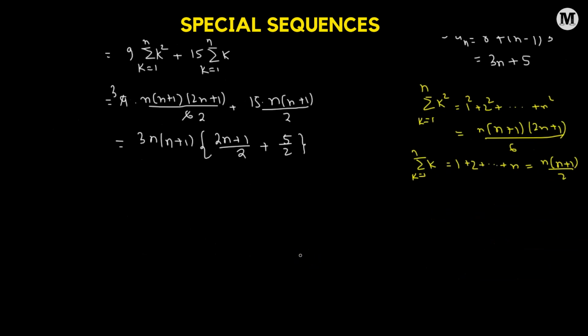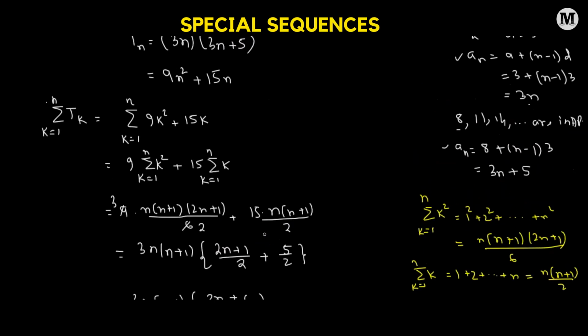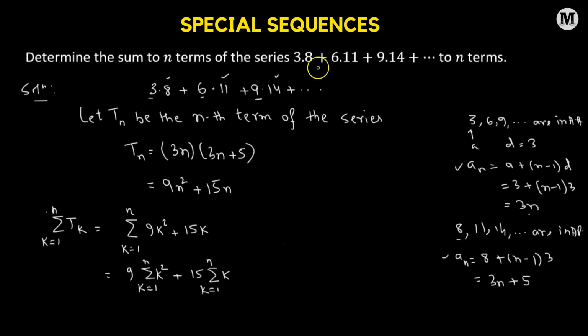So let's further simplify. Now we have 3n multiplied by n plus 1. Then here we have 2n plus 6 divided by 2. Or we can say 3n multiplied by n plus 1 multiplied by n plus 3. So this is going to be the total sum to n terms of the series 3 times 8 plus 6 times 11 plus 9 times 14 all the way up to n terms.